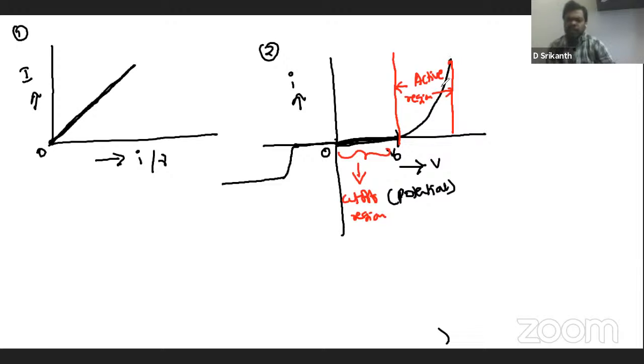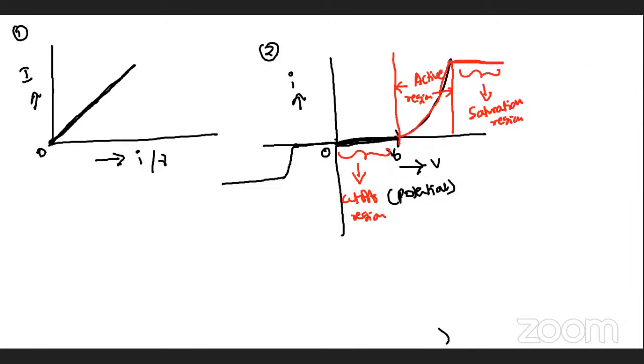At a particular value, if I increase the potential, photocurrent will not increase. It will become constant. Whenever it becomes constant, this region can be called the saturation region. The same thing we have studied in semiconductors, in the PN junction diode. Anyone remember? You can see the graph.